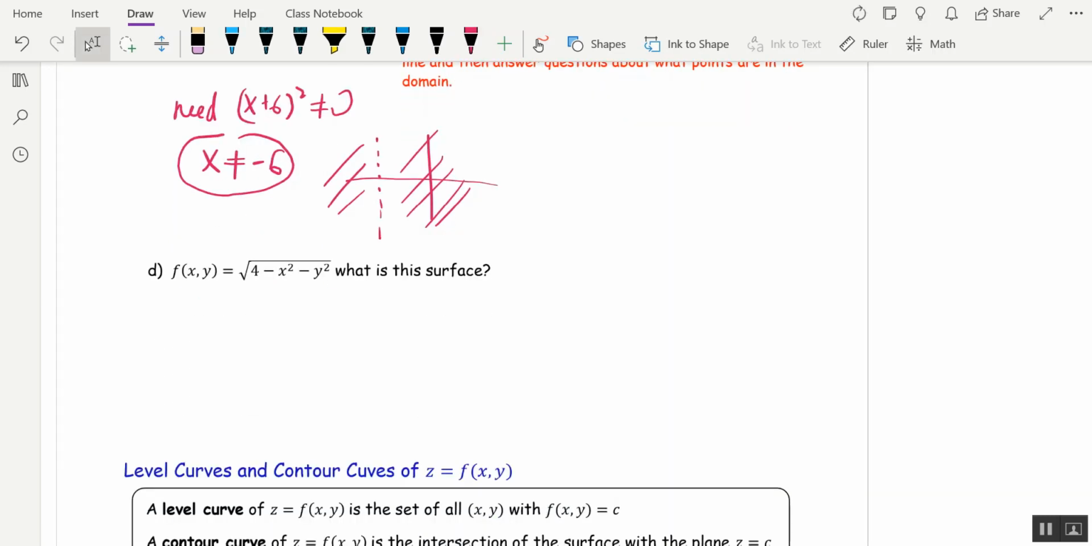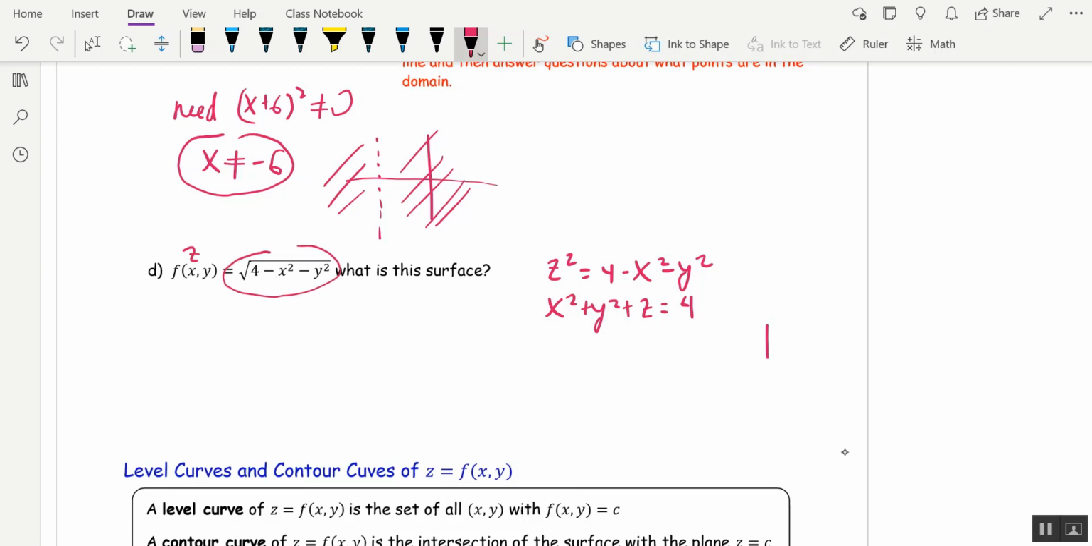Okay, and last one here, what is the surface? Let's answer that first. If I write f of x, y equal to z, then what I have is z squared, I'm going to square both sides, is 4 minus x squared minus y squared. Well, that's x squared plus y squared plus z squared equals 4. That's a sphere of radius 2, but since I have a square root here, remember I squared both sides, I have the top of a sphere of radius 2.